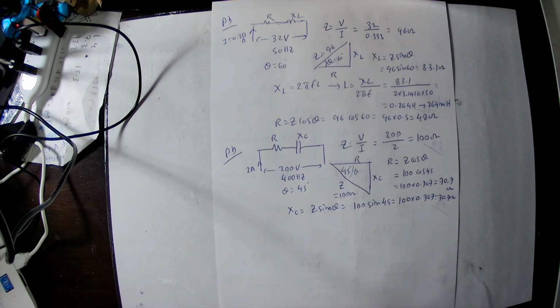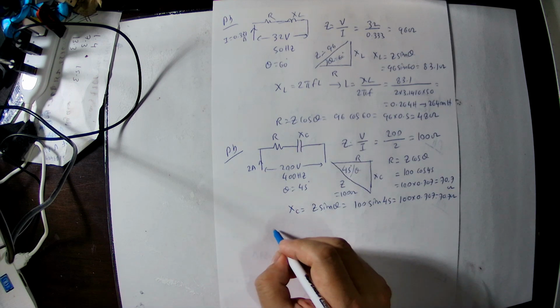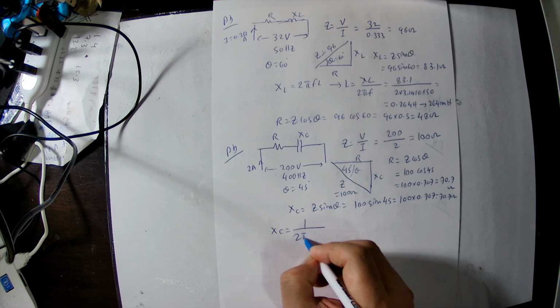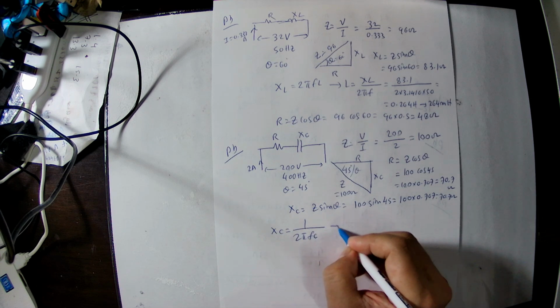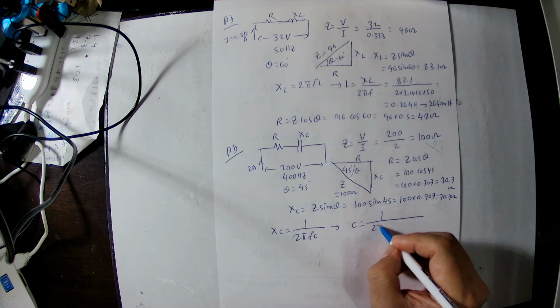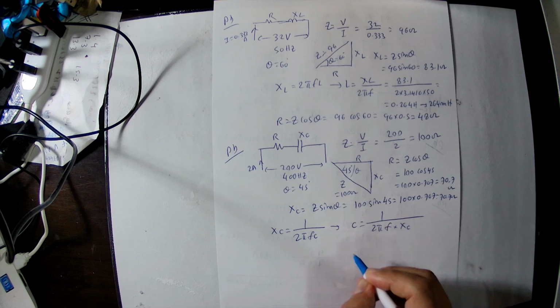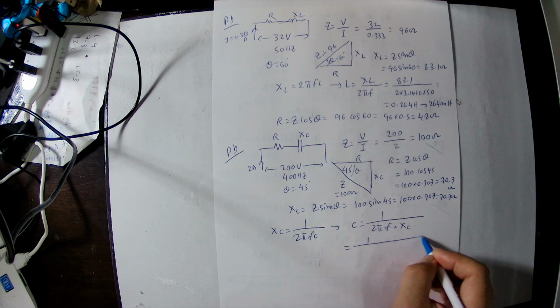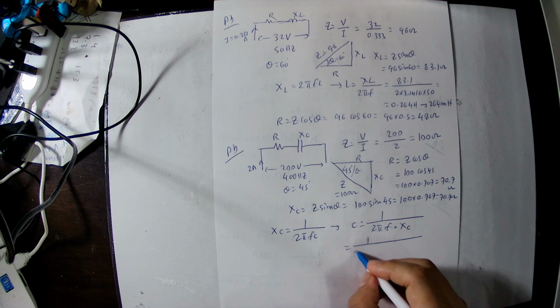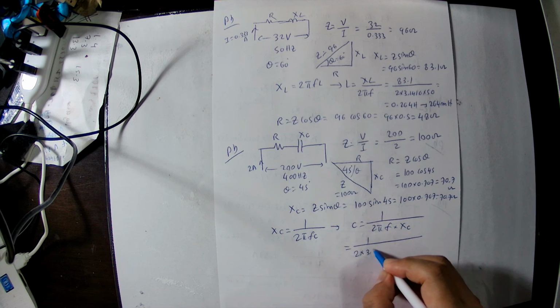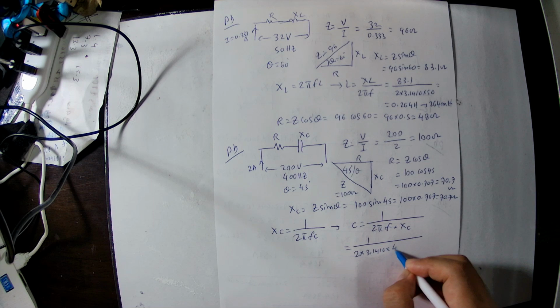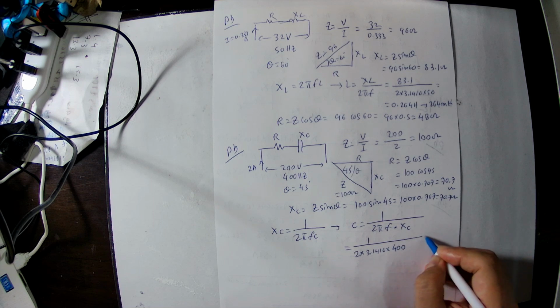So the capacitance value: we write down the equation XC equal to 1 by 2πfC, and similarly C equal to 1 by 2πf into XC. So there we substitute 2π, 3.1416, frequency 400, XC value is 70.7. Then this is for the farad.